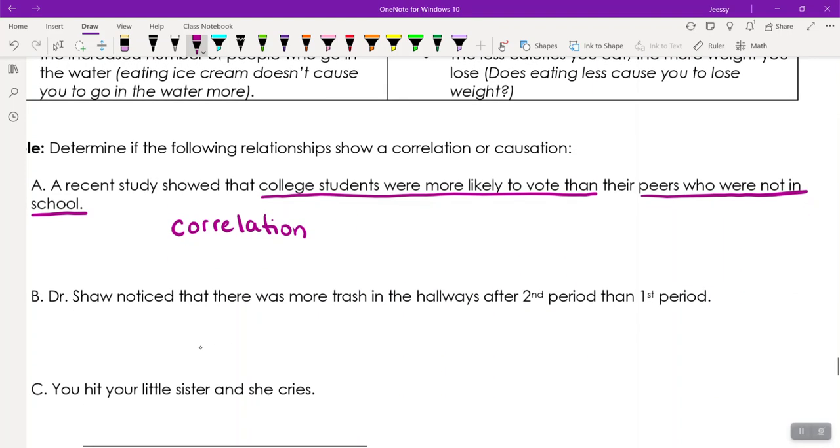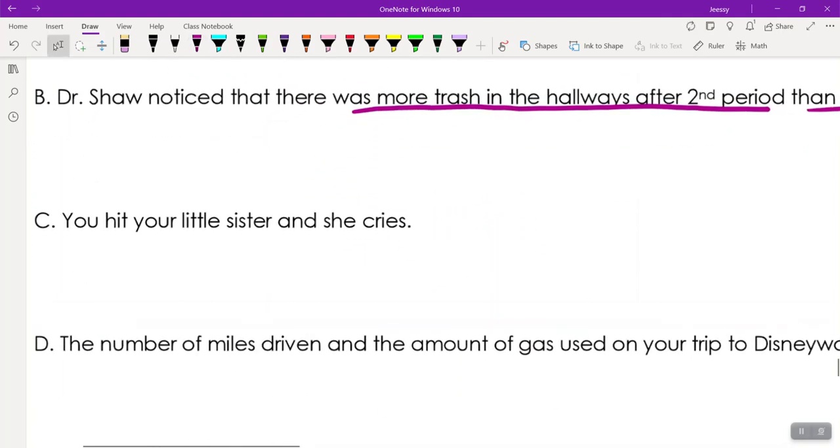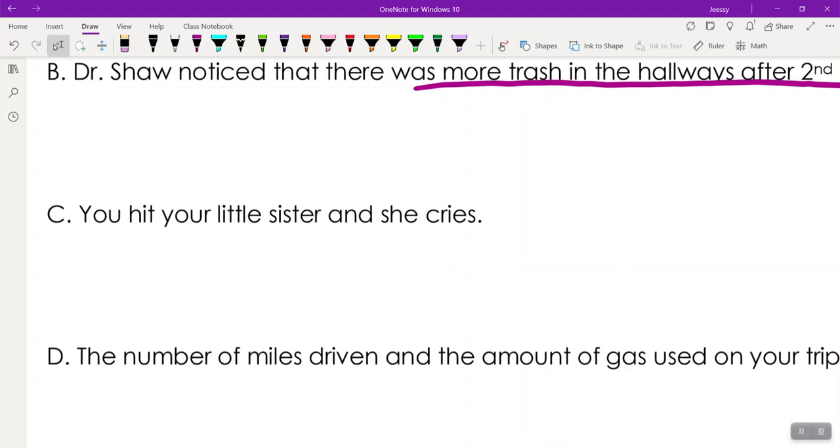The next one says, Dr. Shaw noticed that there was more trash in the hallways after second period than first period. So is second period causing more garbage in the hallways than first period? Yeah. Okay. Now this one, some of these are kind of iffy. It might also be correlation. The other teachers we were kind of wondering. But this one definitely. You hit your little sister and she cries. What is this one? Causation. Are we clear? You caused her to cry. You hit her.